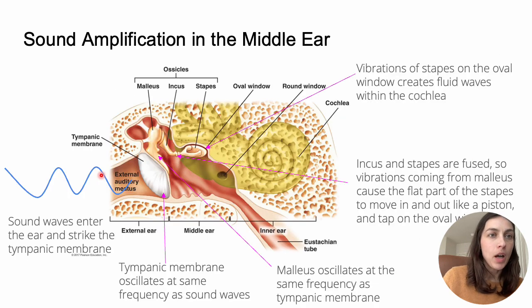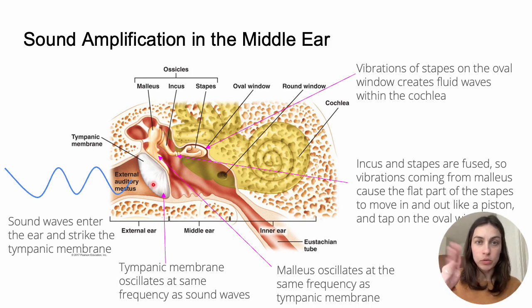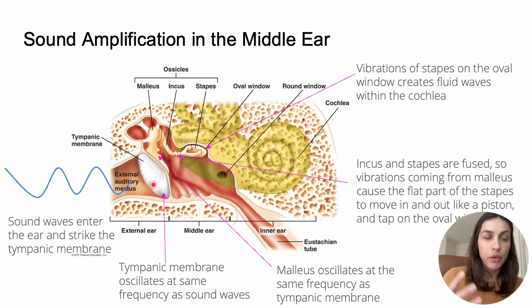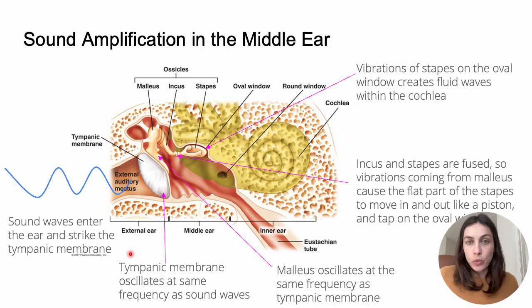And where we hit the tympanic membrane, the eardrum, is where we have the boundary to the middle ear. Okay, so when sound waves enter the ear and strike the tympanic membrane, the tympanic membrane will oscillate at the same frequency as the sound waves were oscillating in the air itself.